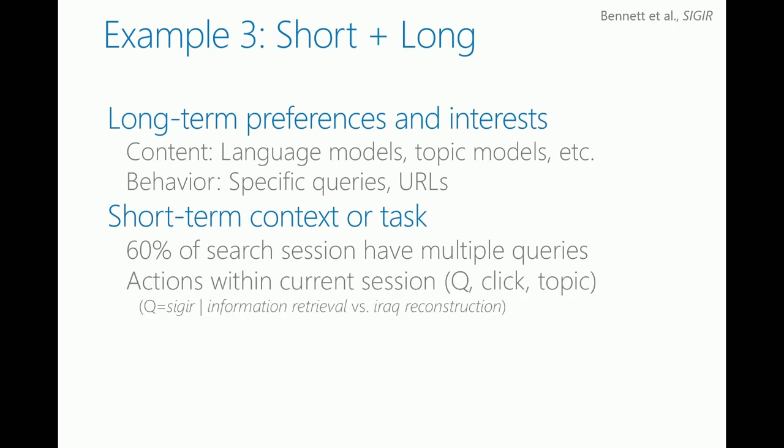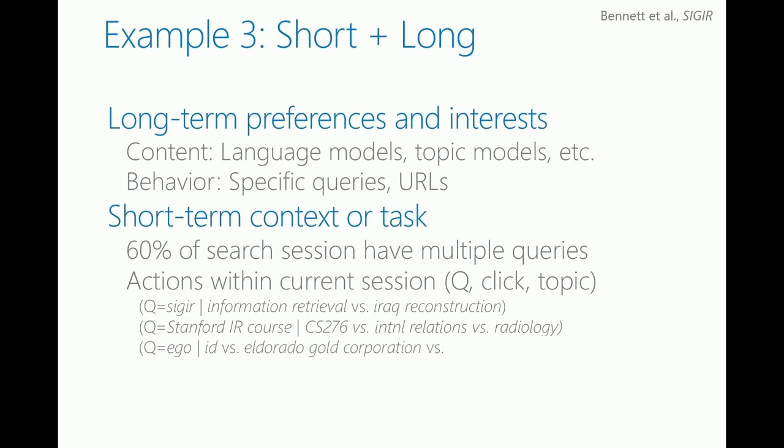And so here's examples of how you can use just the previous query. If we type in SIGIR, given the previous query was information retrieval or Iraq reconstruction, that gives you some signal of how to interpret this ambiguous query. I showed you the other example of the Stanford IR course. It can either be CS276, which Chris teaches in this very room, I think, international relations, or interventional radiology. Ego, given id, psychological construct, given Eldorado Gold Corporation, its stock ticker, and given dangerously in love.